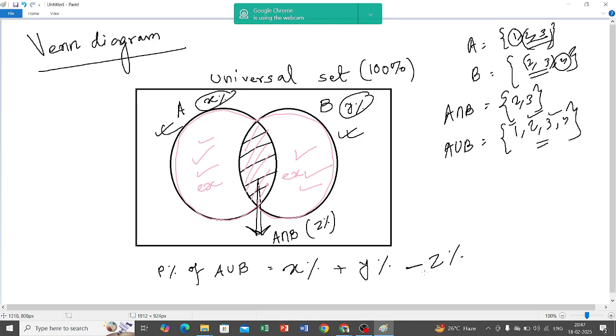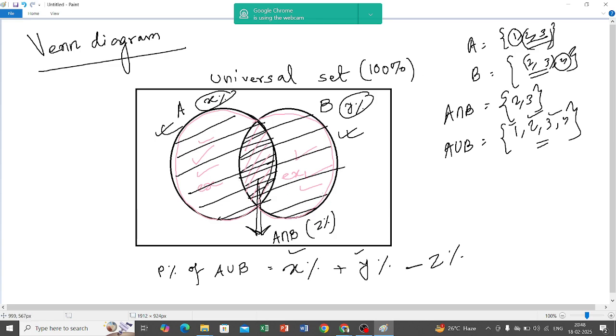Okay, this intersection portion is subtracted. Why is it subtracted? Because when I'm taking X%, I am taking this whole thing. When I'm taking Y%, I am taking this whole thing. So while taking X% and Y%, I am taking this portion twice, right? I am taking the intersection portion twice. That is the reason why I am subtracting it once, so as to avoid double counting.